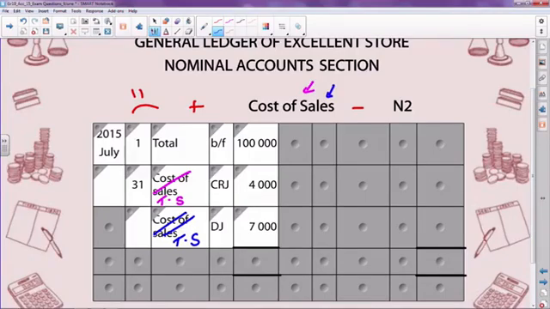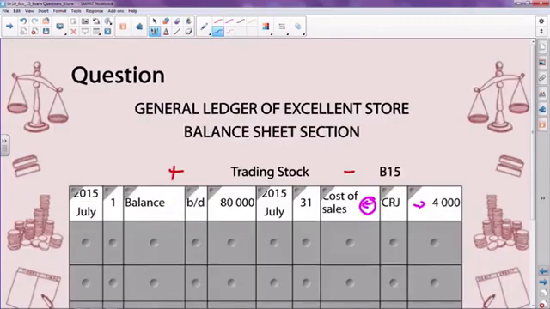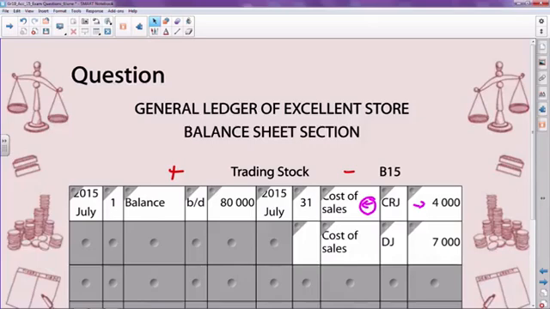So your trading stock will be affected. How will trading stock be affected? I'm selling here, so do I have more stock or less stock? Definitely less stock. So where's my friend? Here in the trading stock account, I need to write cost of sales, DJ, and then the last amount, 7,000. You can just keep the month clear. Now, the DJ is done.